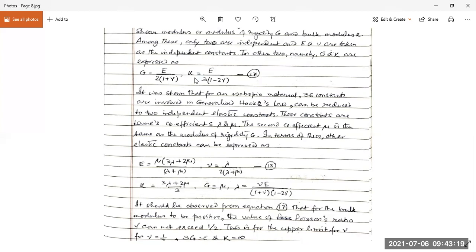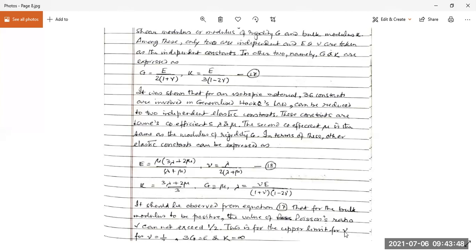The pressure divided by the volumetric strain here. From the relation itself, what is clear? If the Poisson's ratio cannot exceed 1/2, or in that case, the volumetric strain will be negative, meaning there is no increase in volume, and the bulk modulus will become negative, which cannot be. So the maximum Poisson's ratio will be equal to 1/2 or 0.5.